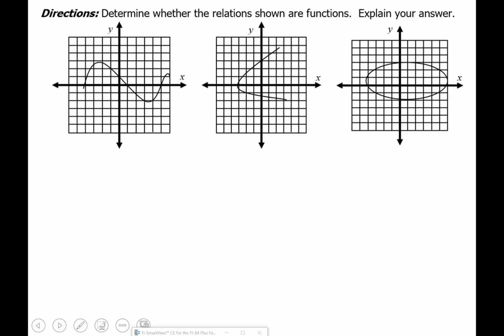All right, so let's look at some graphs now. Remember, when you have a graph, you want to use the vertical line test. So if I draw a vertical line, does it only hit at 1 point? Yes, it does. If I draw another one, does it only hit at 1 point? Yes. What about another one? All the way down, it's only going to hit at 1 point the whole way. So what does that mean? It means that yes, this is a function. And because my directions ask me to explain my answer, I'm going to say that it passes the vertical line test.